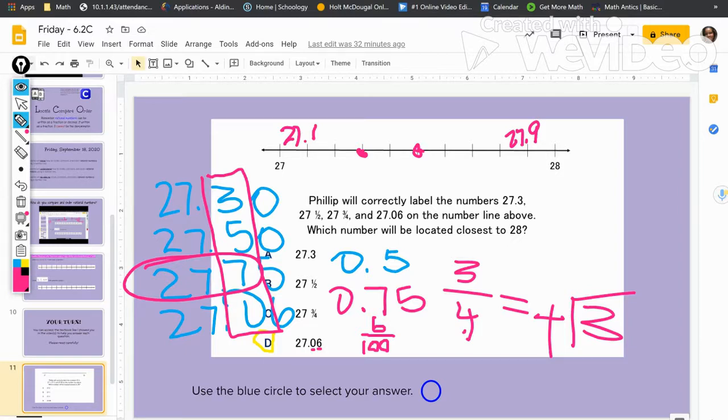And then 27 6/100ths would go close, like rightish around here. Not even, that's probably too far. Like right in here, right in that area. Okay, so use the number line to help you, or you can line up your decimals and compare them using the place value.